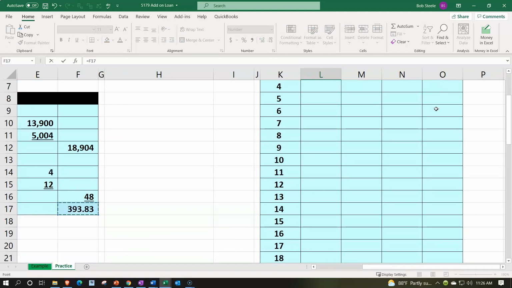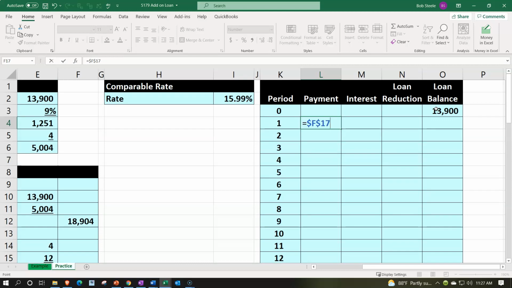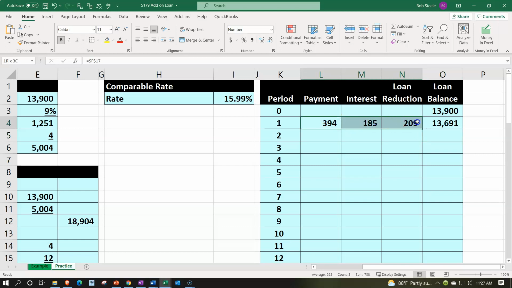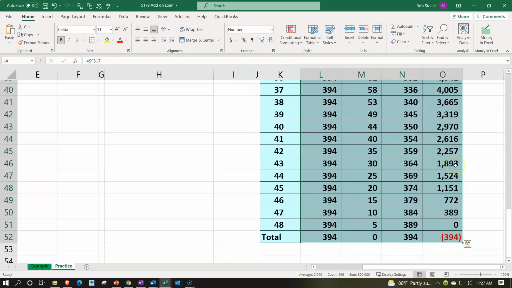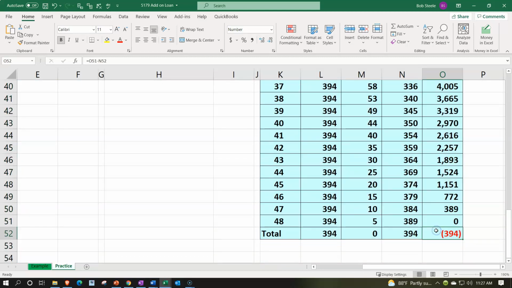Just to verify this, I'm going to select F4 on the keyboard, $ before the F and 17. You only need a mixed reference, but an absolute works. And then we're going to pick up that 13.9 times the 15.99 absolute reference, F4 on the keyboard, $ before the I and 2, and then divide by 12 because this is a monthly period. Then we'll subtract these two out, the 394 minus the 185, and then finally we'll subtract these out, the 13.9 minus the 209. Selecting those four cells, double-clicking on the fill handle tab, brings it on down, and so there we have it. So we can kind of prove that calculation here.